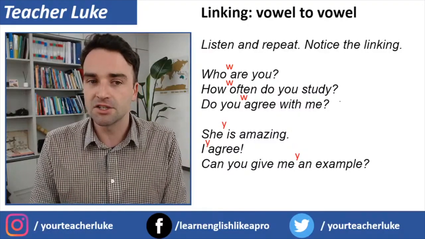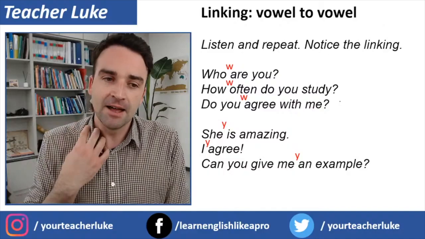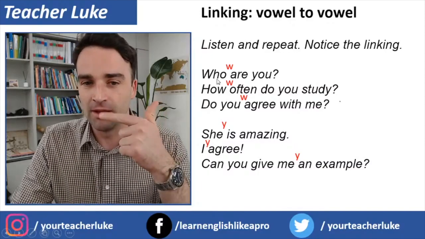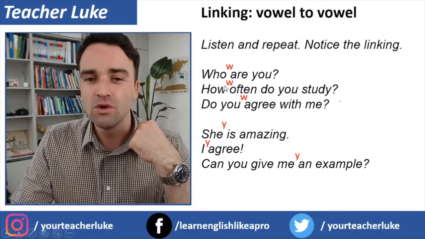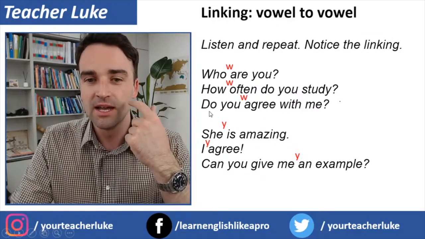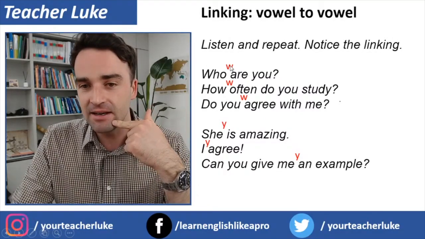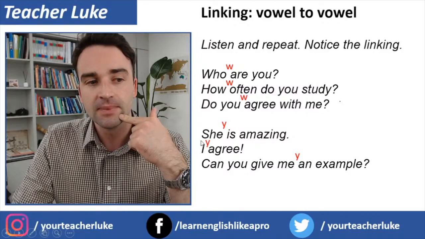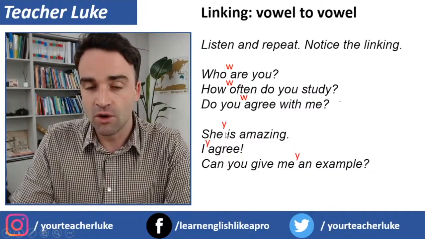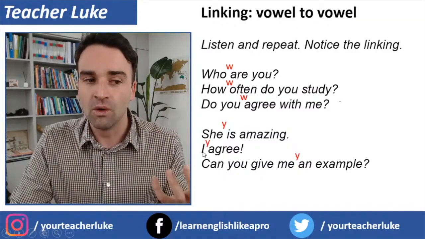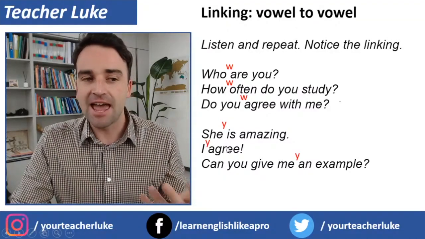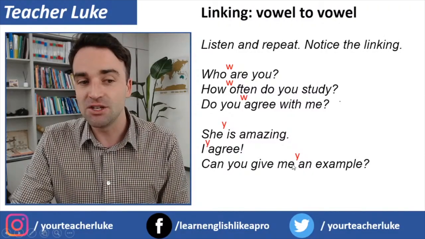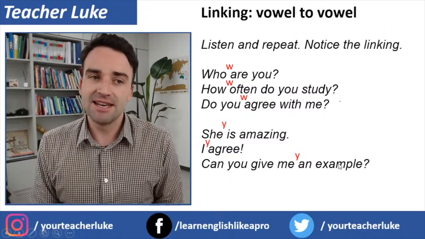Typically in most English, we have wa and ya. The rule is, if the vowel in the first word ends in a round vowel, so your mouth is more round, like who or how or do, then the link is a wa. Who are you? How often? Do you agree? If the last vowel in the word is more long, like a, e, I or me, then it's more likely to take a ya sound. So she is amazing. I agree. Can you give me an example? So this is linking vowel to vowel.